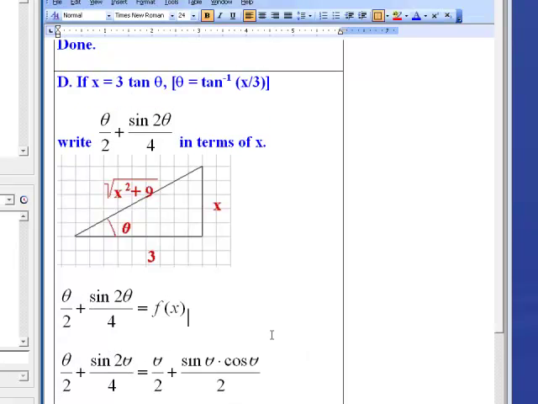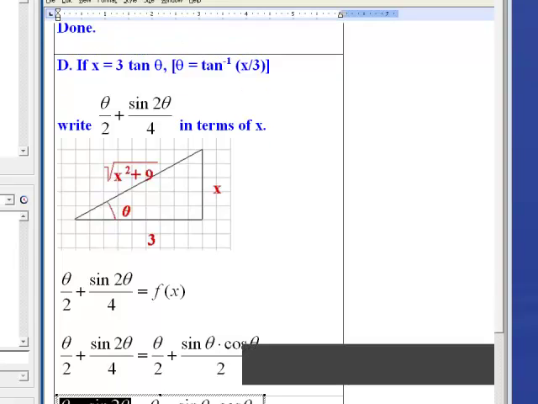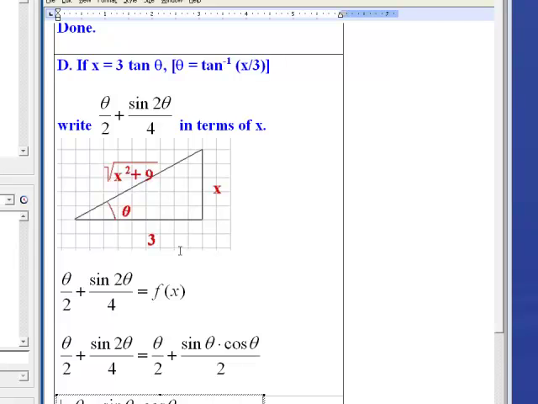Okay. Now what I can do is I can say, well, I don't know what sine theta is, I don't know what cosine theta is, but I can look at this triangle here and say that if tangent of theta is x over 3, and then of course the hypotenuse, when you calculate it, comes out to square root of x squared plus 9, then I can use that, and then the sine is going to be x divided by that hypotenuse, and the cosine is going to be 3 divided by that hypotenuse, and that's what I'm going to use.